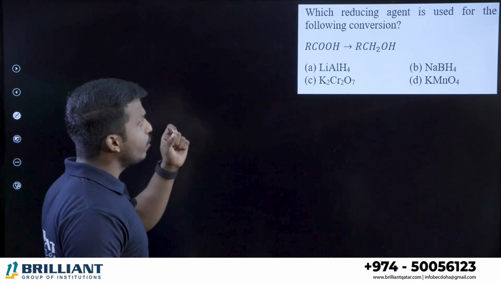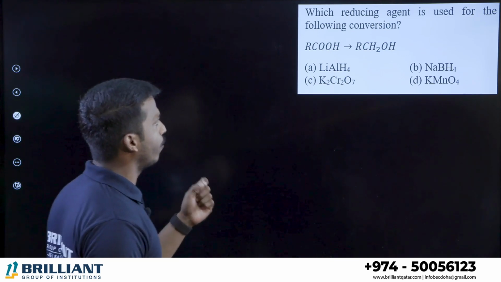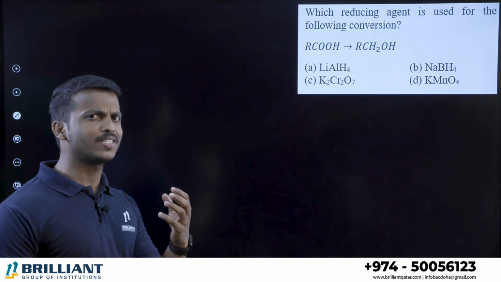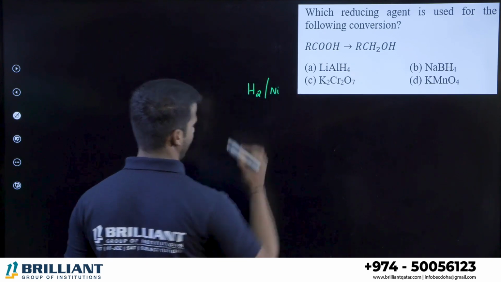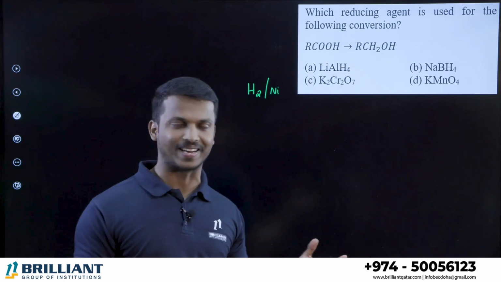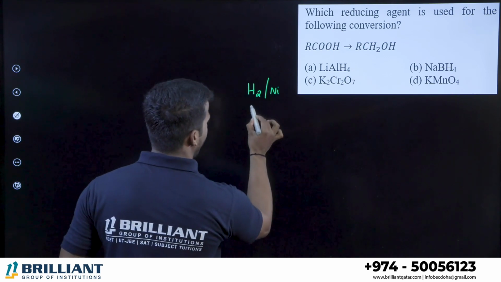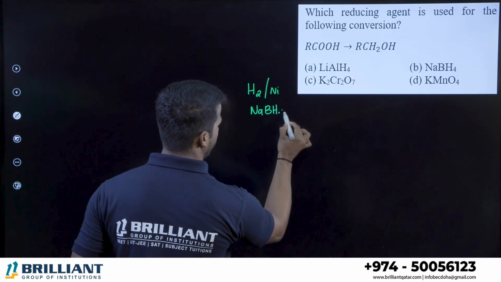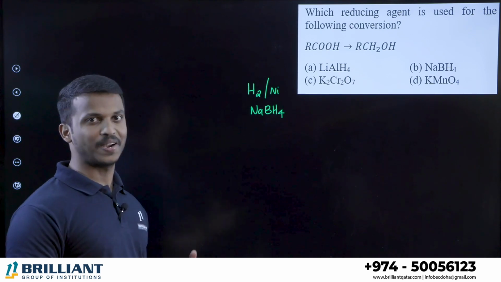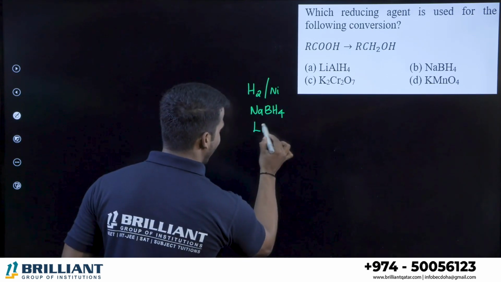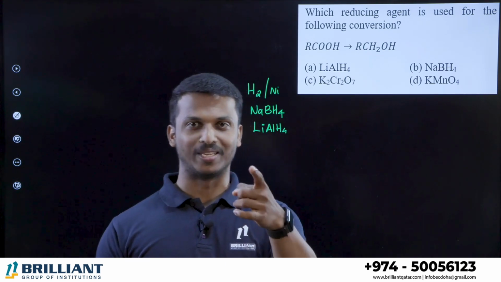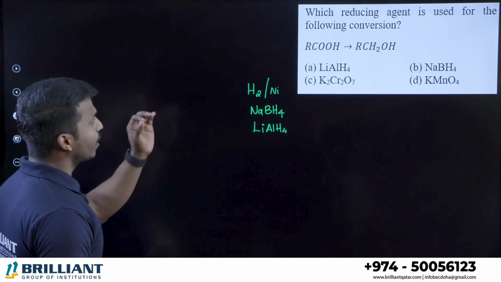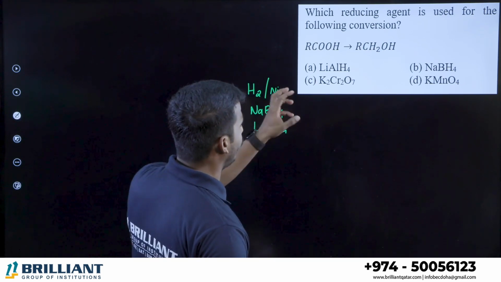Let's go to the next question, dear all. Here we have: which reducing agent is used for the following conversion? What all reducing agents you studied? I hope you studied hydrogen in presence of a catalyst like nickel, platinum, palladium catalyst, correct? Some other things are like NaBH4, sodium borohydride. And the strongest reducing agent, you know that, which one? LiAlH4, lithium aluminium hydride. It is the strongest reducing agent, correct or not? Yeah.